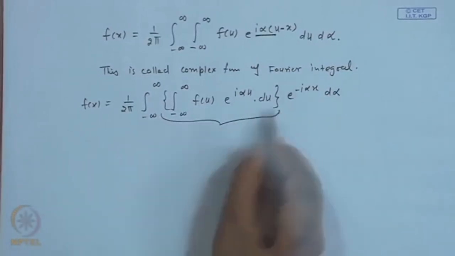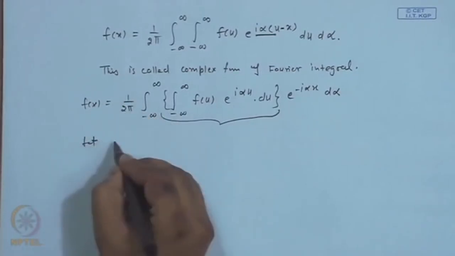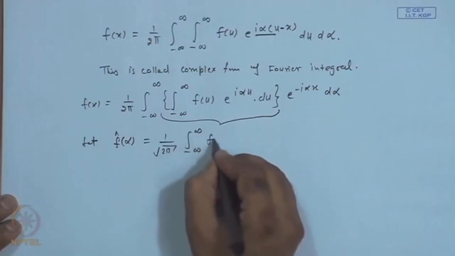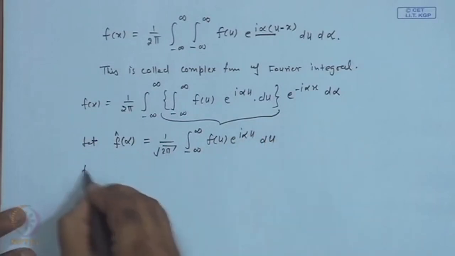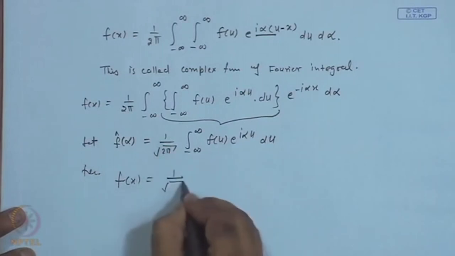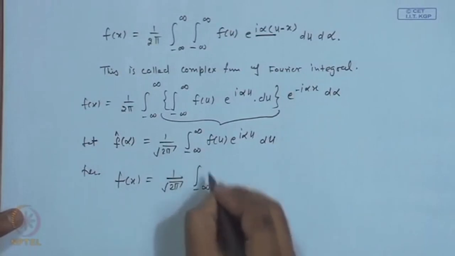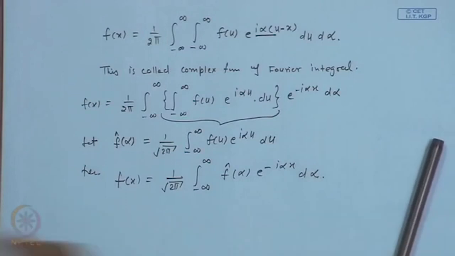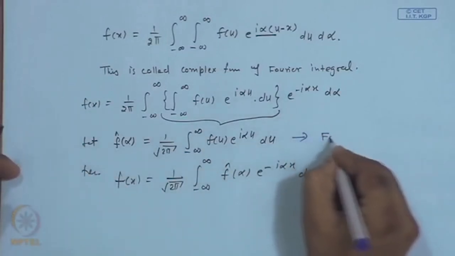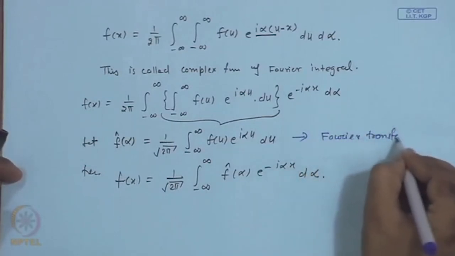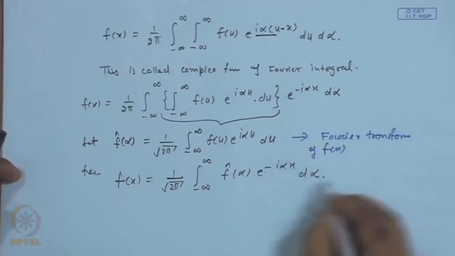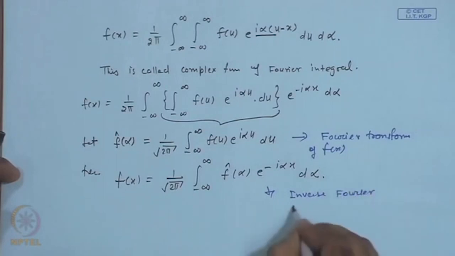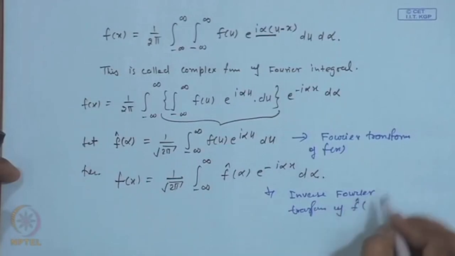So, if we let now this together with the factor 1 over square root 2 pi, let f hat alpha be 1 over square root 2 pi, minus infinity to plus infinity, f u e to the i alpha u du. Then this f x will be again the same factor, 1 over square root 2 pi, minus infinity to plus infinity, f hat alpha e to the minus i alpha x d alpha. The first one here is called the Fourier transform of f x, and this here is called the inverse Fourier transform of f hat alpha.